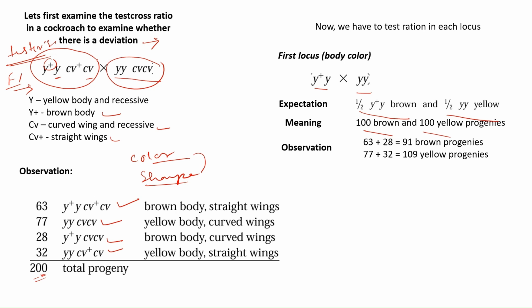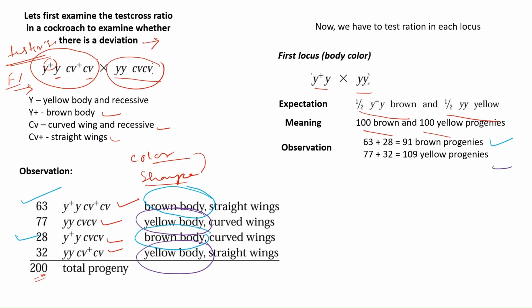As you can see here, let's see with the brown. See the observation? This is brown body. How many progenies? 63. This is brown body. How many progenies? 28. So here it is written 63 plus 28, that is 91. Similarly, for yellow bodies, this is yellow body, 77 progeny, and this is yellow body, 32 progenies. So total of 109 yellow progenies.